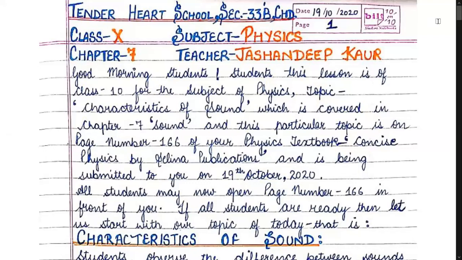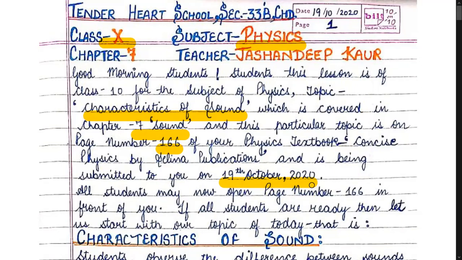Students, this lesson is of class 10th for the subject of physics, topic characteristics of sound, which is covered in chapter 7, sound. And this particular topic is on page number 166 of your physics textbook, Concise Physics by Selina Publications, and is being submitted to you on 19th October 2020.